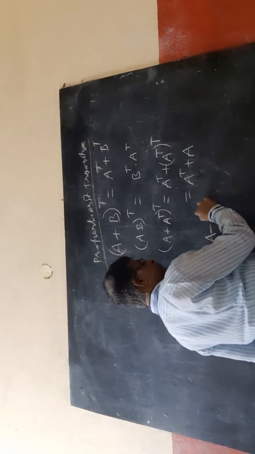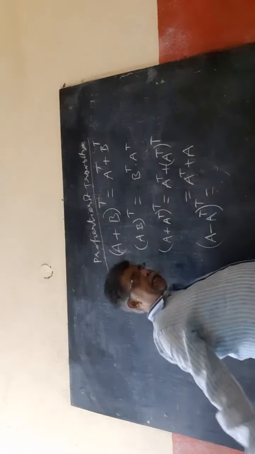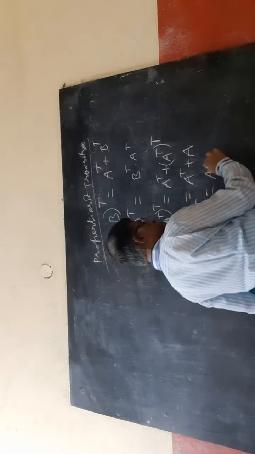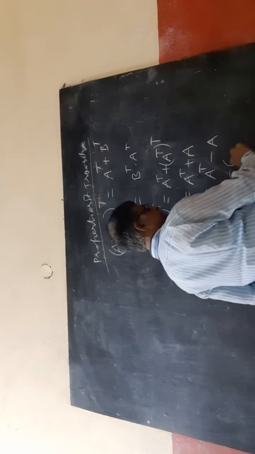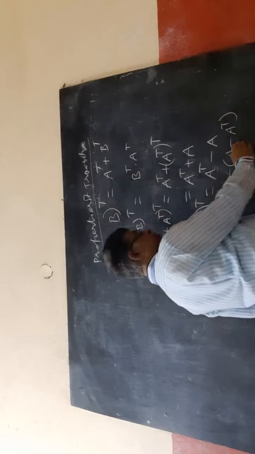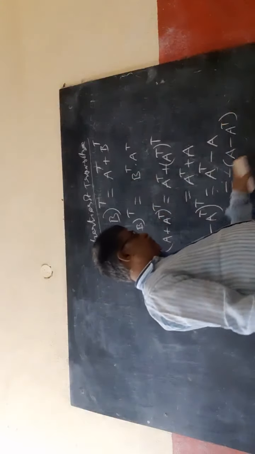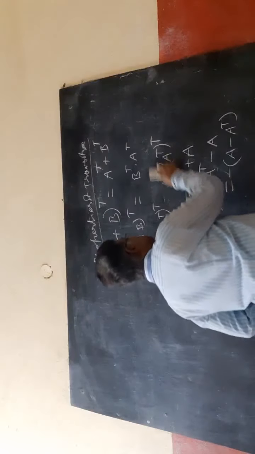A minus A transpose, whole transpose, if I do, what do I get? This is A transpose minus A transpose whole transpose, which means minus A. So minus A common, so it becomes A minus A transpose. Means A transpose equals minus A. Therefore, this is always symmetric.